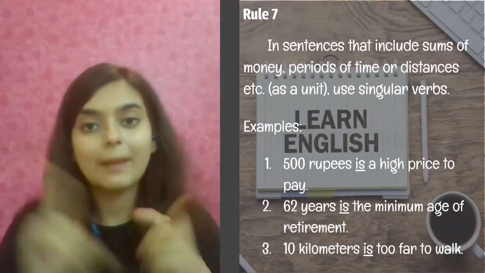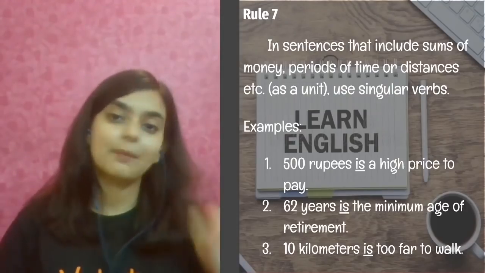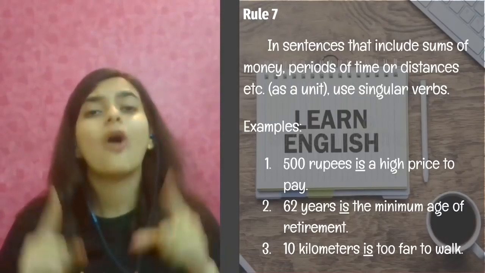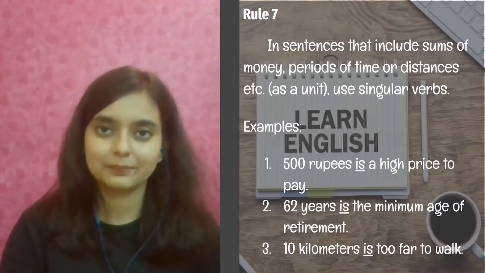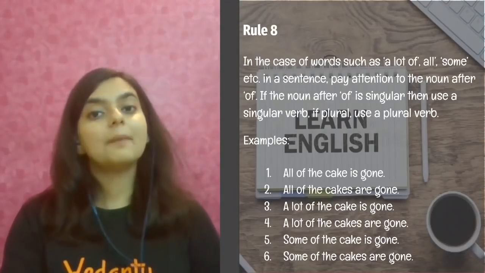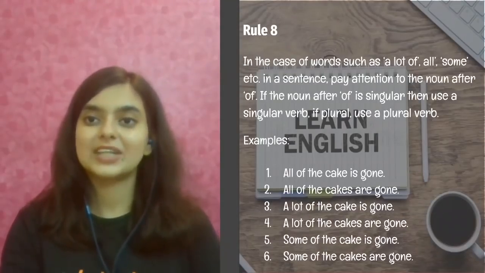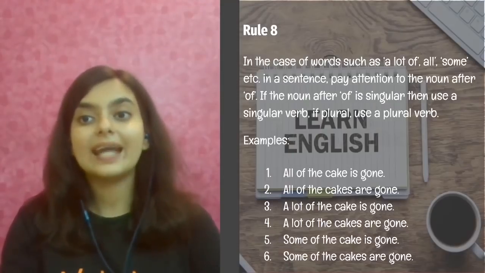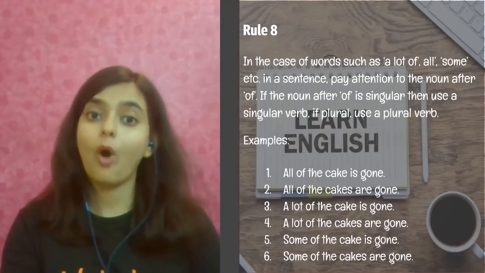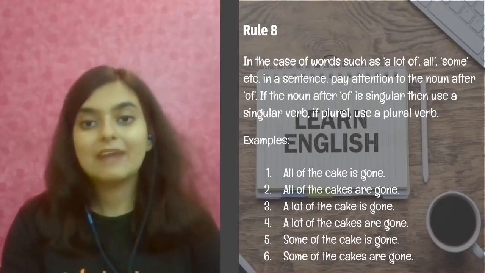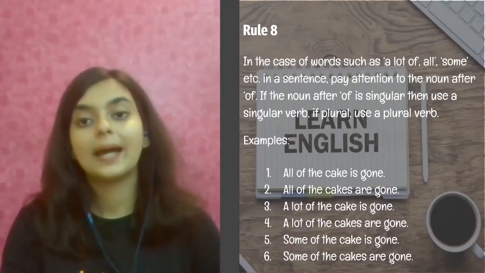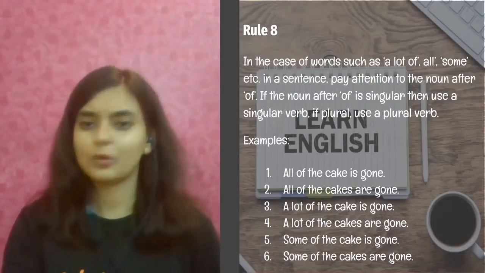But please do remember, whenever you are talking about sum of money, periods of time, or distance as a unit, always use the singular verb. Rule number 8: in the case of words such as a lot of, all, some, etc., pay attention to the noun after of. Very important. If the noun after of is singular, use a singular verb. If plural, use a plural verb.